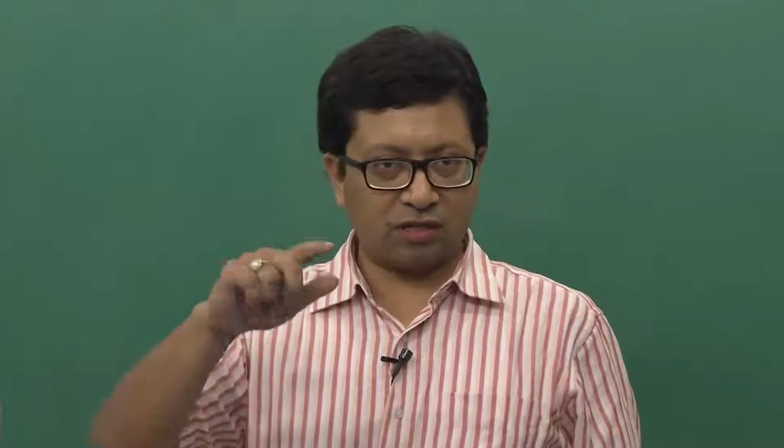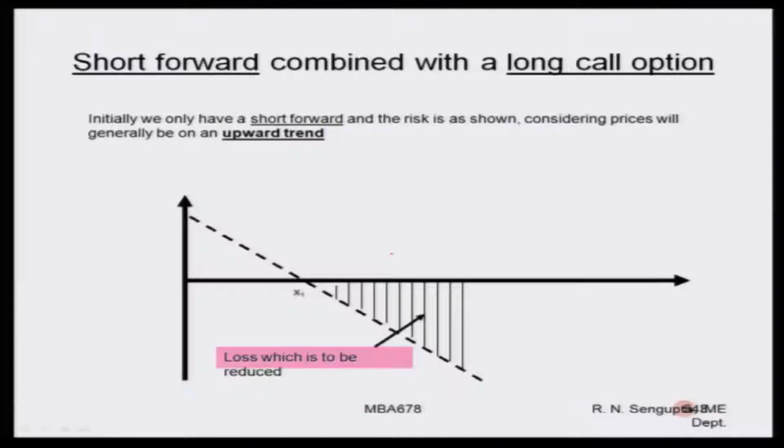So, let us now consider the other way around. Those were all long forwards. Now you have a short forward and the prices are on an increasing trend. Just concentrate on this pure short forward. This is ST, I have not marked it in the graphs, but we all know this is ST, and along the y axis we have the profits, the cumulative profit or the net profit.